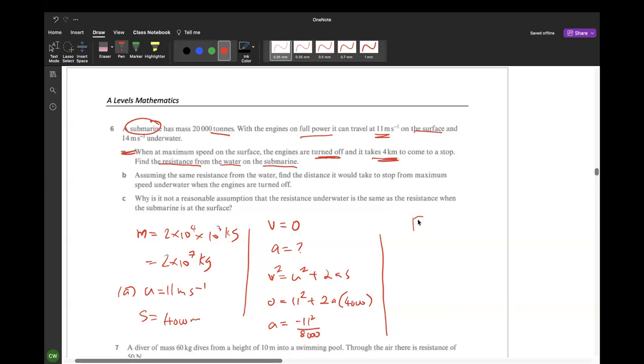So resistive force: forward force minus backward force is MA. Engine turned off, no forward force, just resistive force. Mass is 2 times 10 to the power of 7. A is this number. So what is R? 2 times 10 to the power of 7 times 11 squared divided by 8,000. To get this number, 302,500 newtons. Okay.